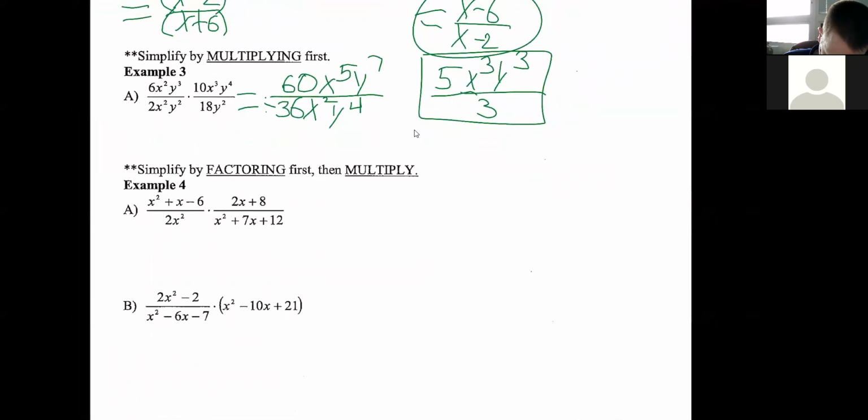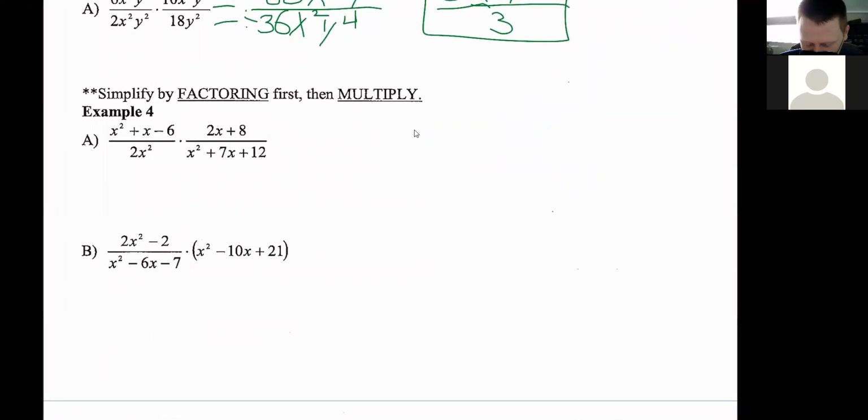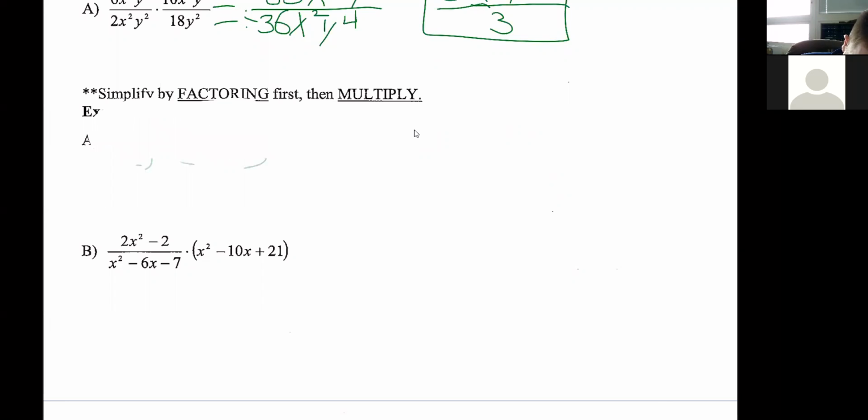But for questions like 4 and 5, where you're going to have to start foiling, if I multiply the top here without simplifying first, I'm going to have to FOIL these out. Same here, I'm going to have to distribute this. It's to your advantage to try and simplify these first, because sometimes you might be able to cancel out some things, so it's just easier to do what you have to do next.